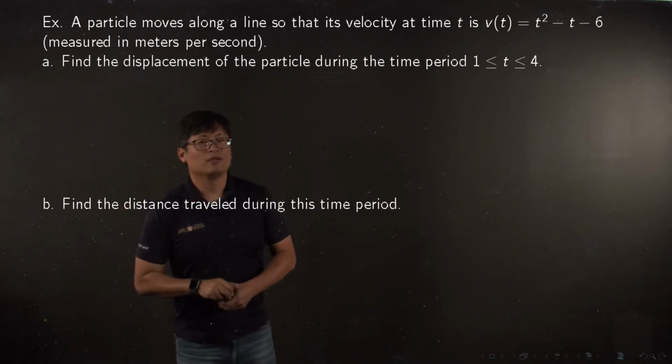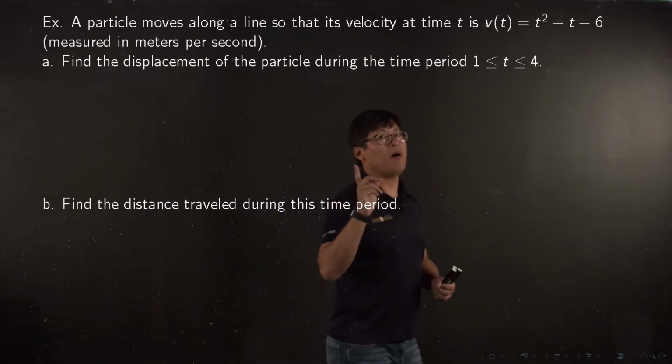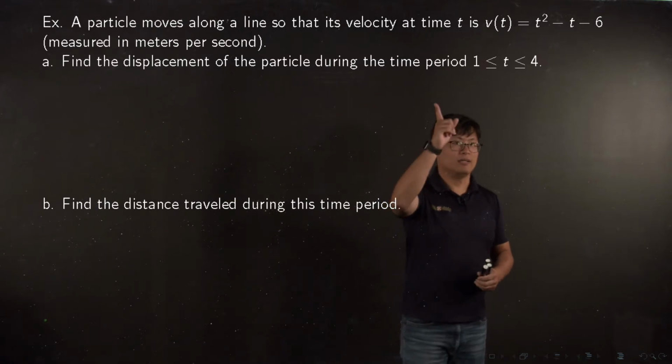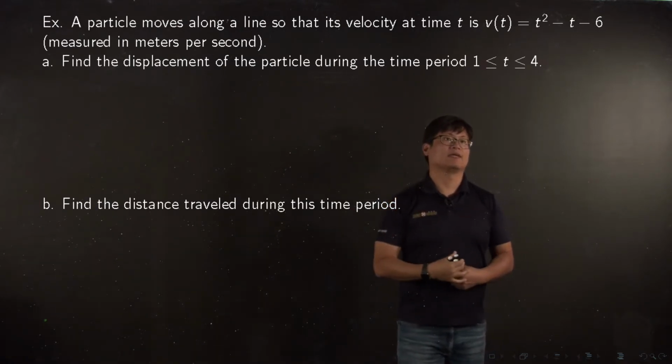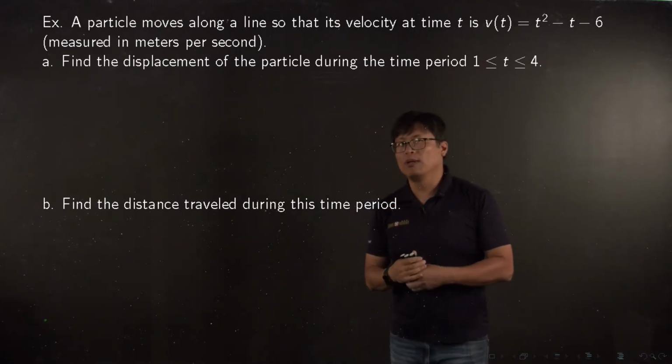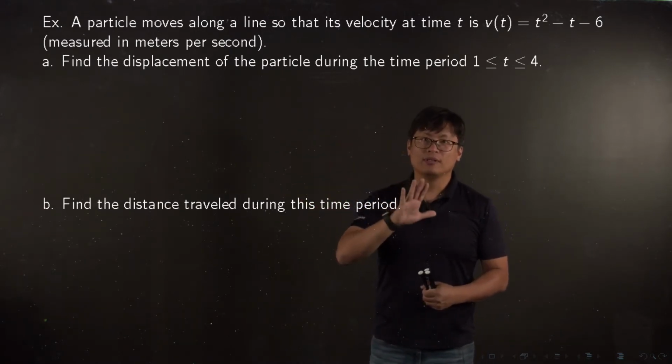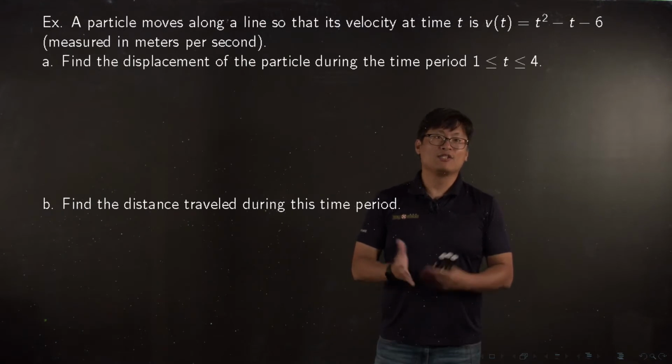Here we go. So now we will talk about a particle moving along a line, okay? But look at that. The given function is velocity, okay? So now I can tell you a really important concept: displacement and total distance traveled, okay? So what is the difference between them?